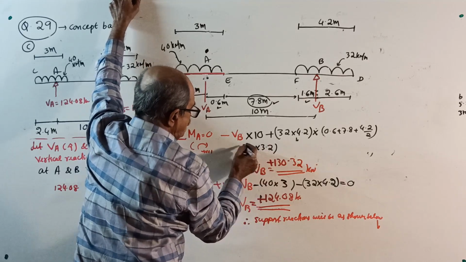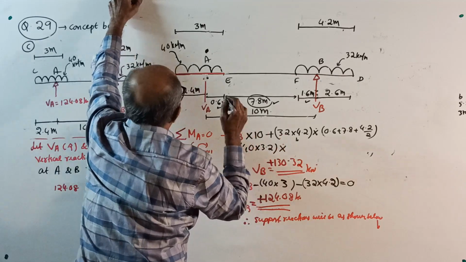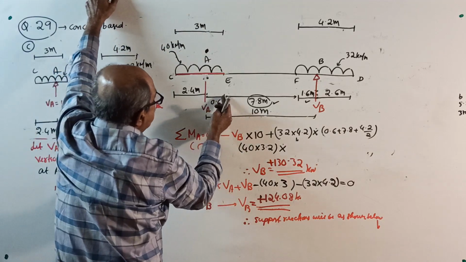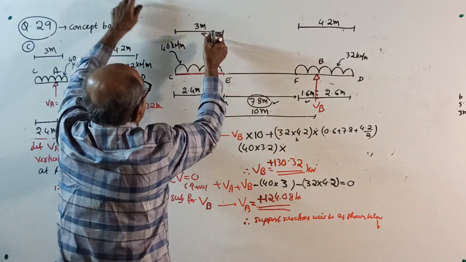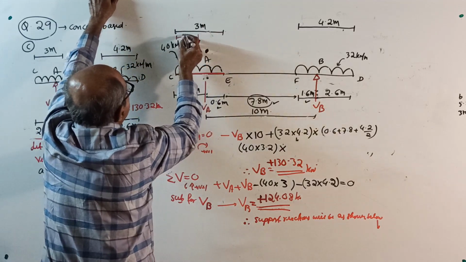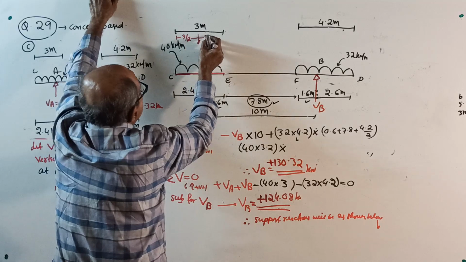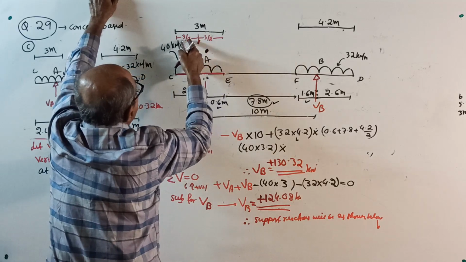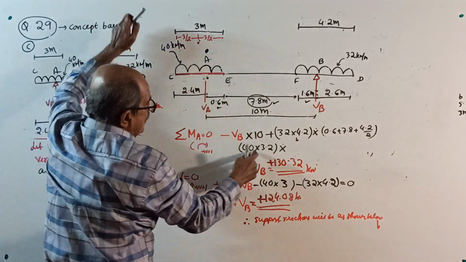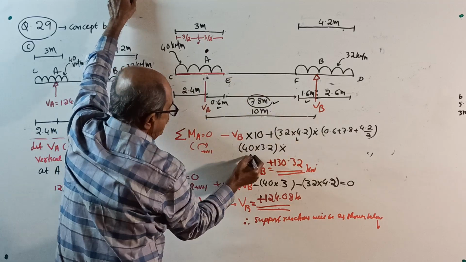40 into 3.2 is the UDL; this is 3 meter, this is 2.4, this is 0.6. That UDL will exactly pass through the center. How much here? This is 3 by 2, this is 3 by 2. 3 by 2 is 1.5, so it will come this side now. Okay, now, this is the complete UDL from C to E.